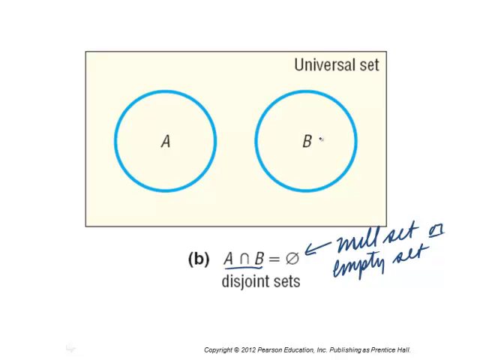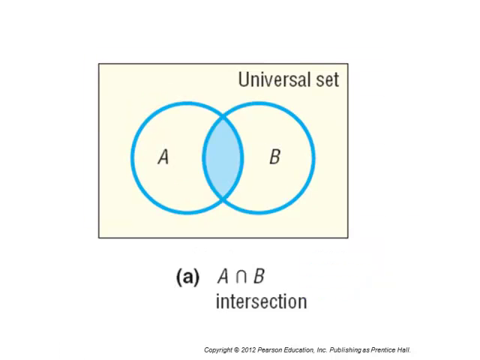And when A and B have nothing in common, their intersection is the empty set, we say that the two sets are disjoint. A and B are disjoint. They have nothing in common. Now, it could be that A and B do have something in common, and that they do intersect, and there's the intersection right there.